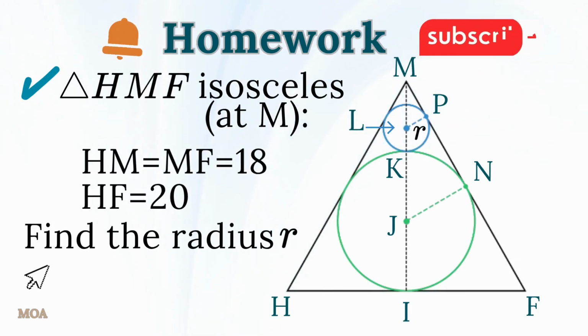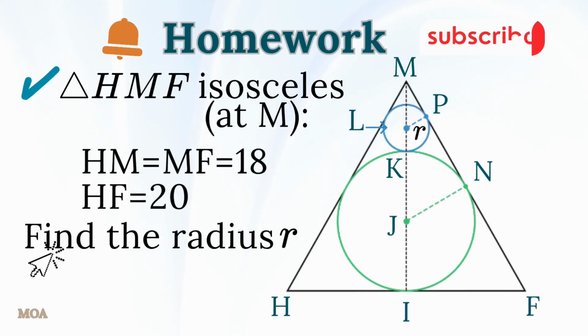A circle is inscribed within the triangle, and a second, smaller circle, with center L and radius R, is tangent to the first circle and to the equal sides. Your task is to find the radius R of the second circle.